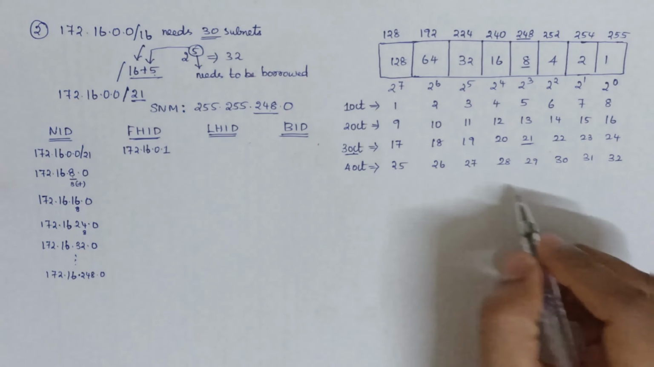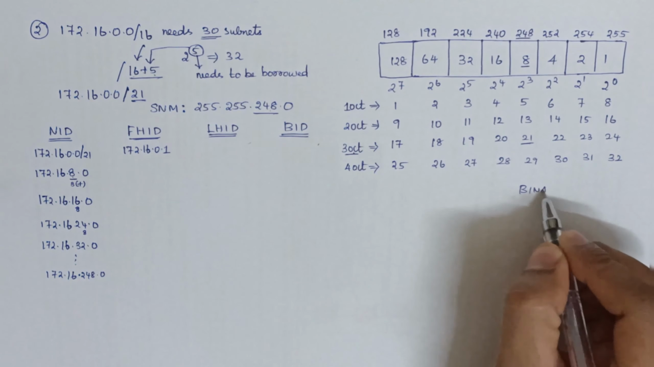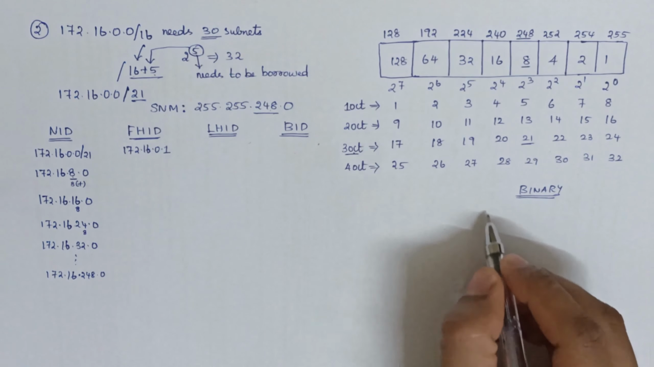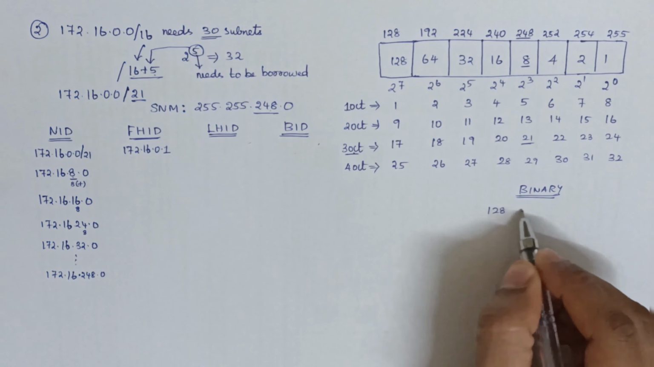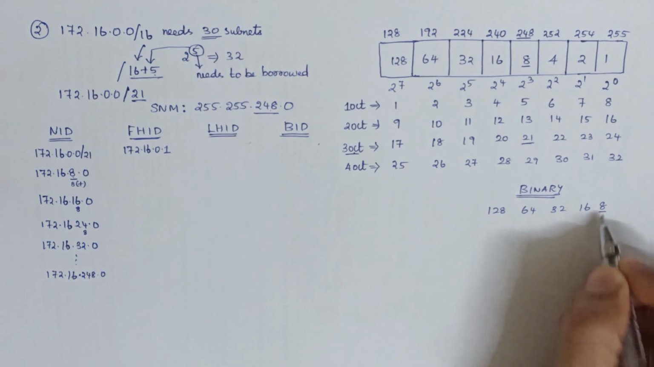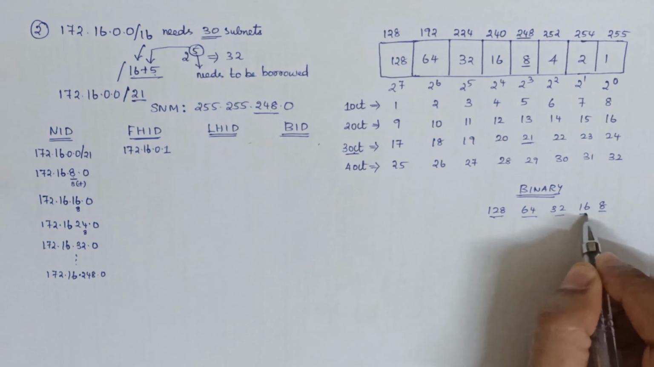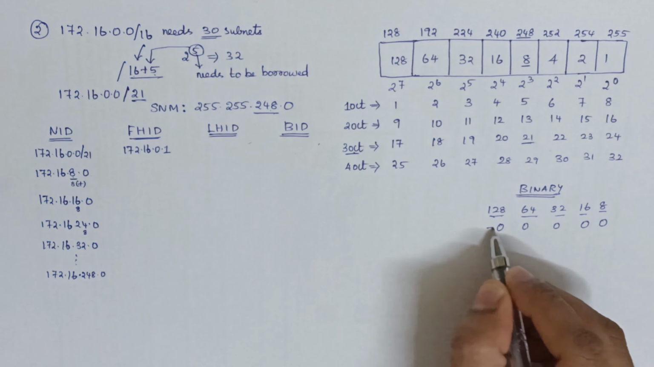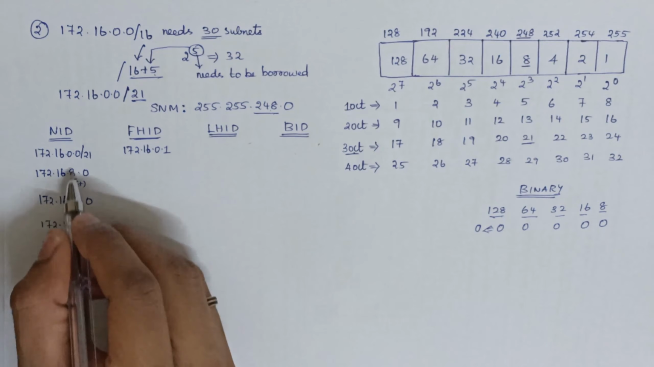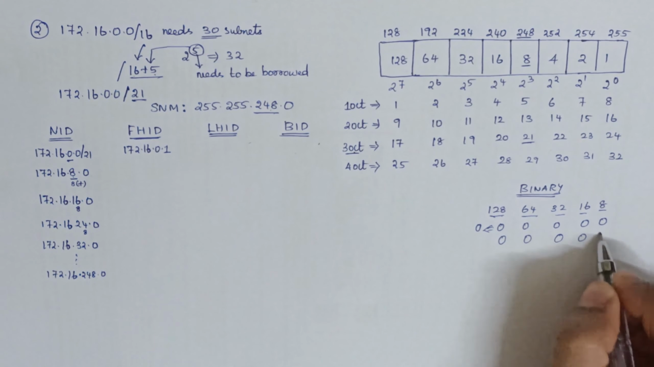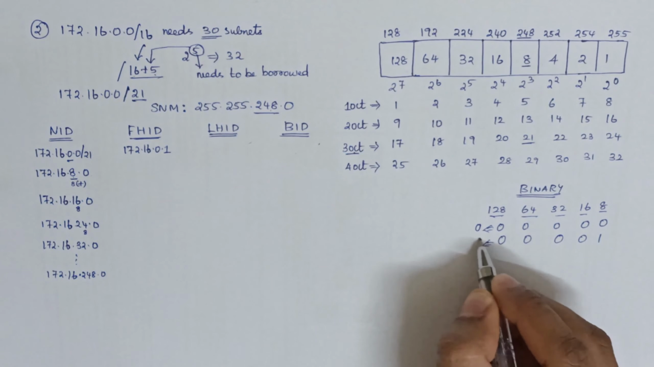You can check with the binaries also if you want to confirm it. So 5 bits we borrowed: 128, 64, 32, 16, 8. These are all the 5 bits we borrowed from the third octet. So 0, 0, 0, 0, 0, all zeros, gives 0 here. That is the first network's third octet. Then 0, 0, 0, 0, 1, which is 8. So here we got 8.